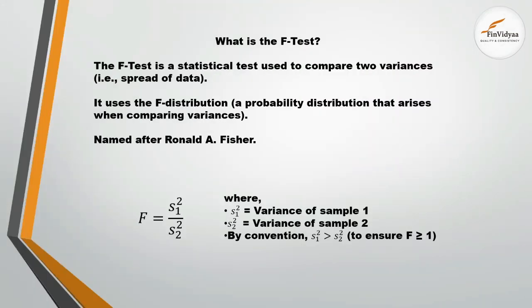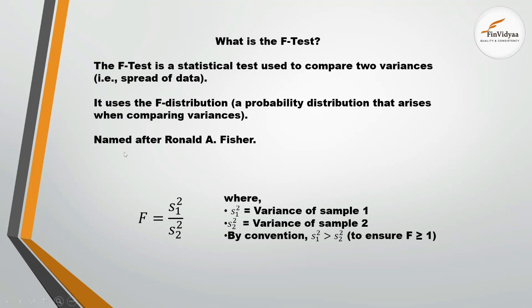So, what is the F-test? The F-test is a statistical test used to compare two variances, that is, the spread of data. It uses the F distribution, a probability distribution that arises when comparing variances. The F-test is named after Ronald A. Fisher, who was the developer of this test.